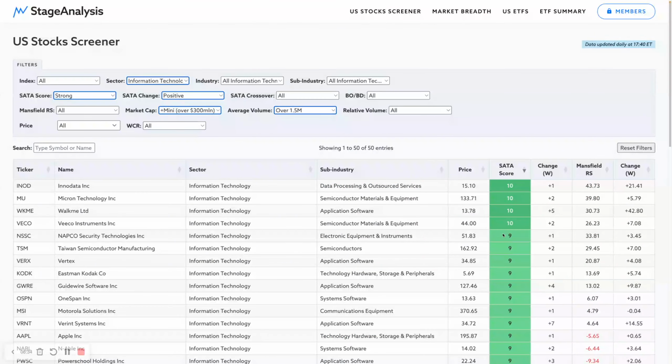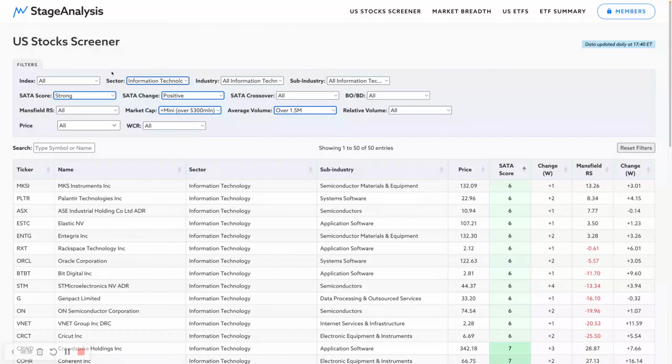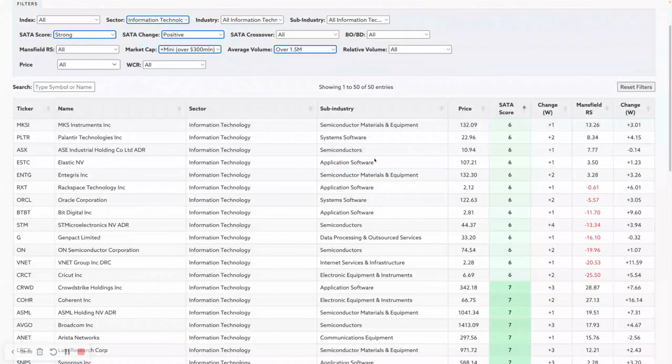10s generally are more extended, so if you flip this the other way, you're on a strong already, so the lowest score is going to be a 6. You're on a positive change, so these are stocks that are moving from a neutral score or a weak score into a strong score this week. So you can then click through these individual charts, starting at these.